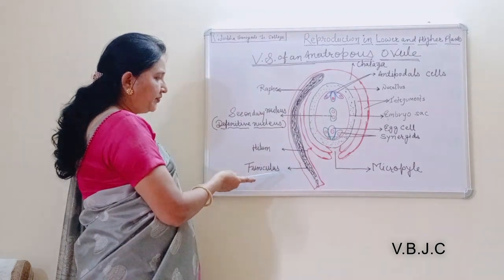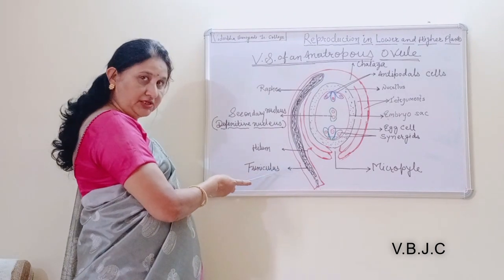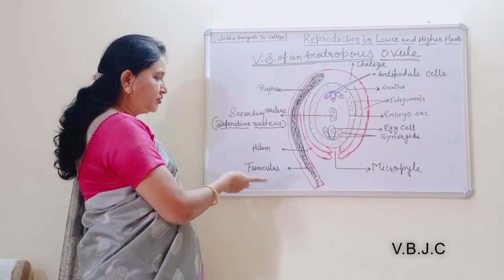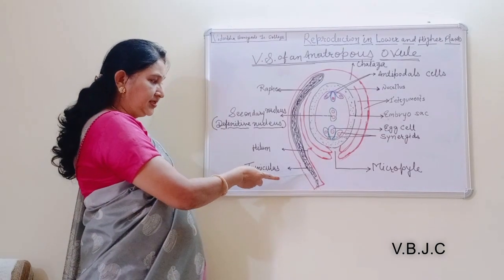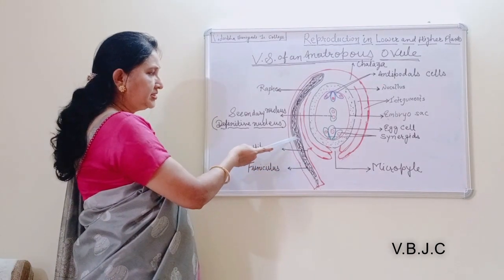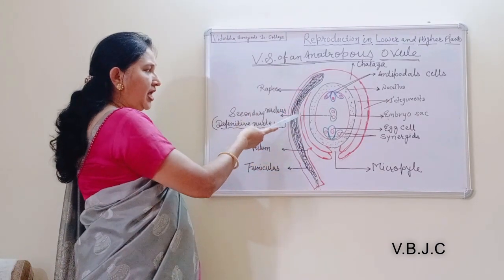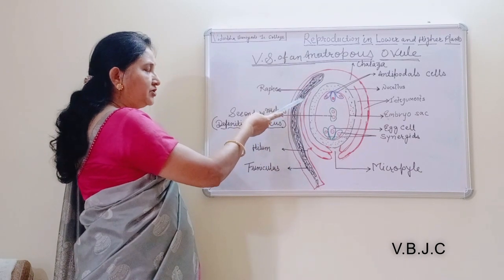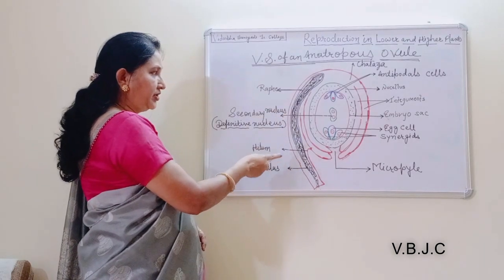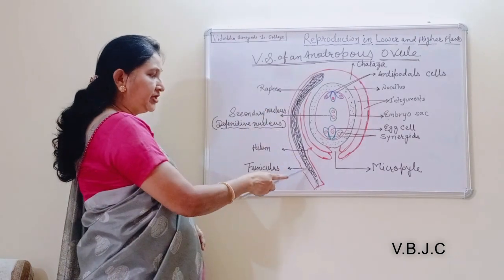If the stalk is present, it is known as a funiculate ovule, and if the funicle is absent, it is known as a sessile ovule. Now in this ovule the funicle is present, so it is a funiculate ovule. The major part of the funicle which is attached to the ovule and forms this type of structure is known as the raphe. This raphe is a ridge-like structure formed here, and it is a part of the funiculus.